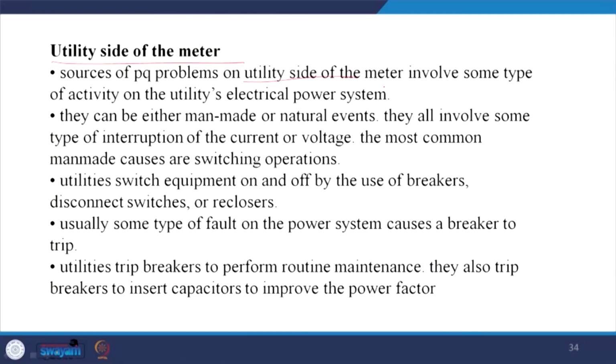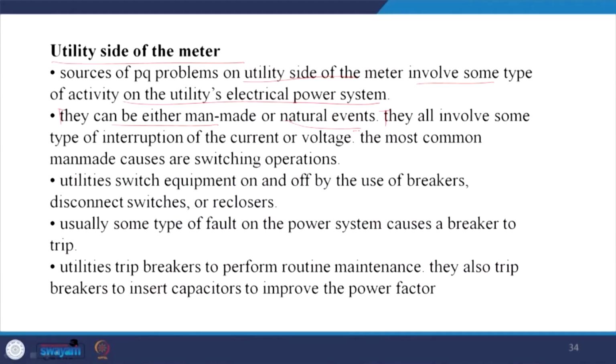So, let us look at the utility side of the meter, which is sometimes also called statistical metering. Sources of PQ problems on the utility side of the meter involve some type of activity on the utility electrical power system. They can be either man-made or natural events like lightning strikes, and they all involve some type of interruption of the current and voltage.